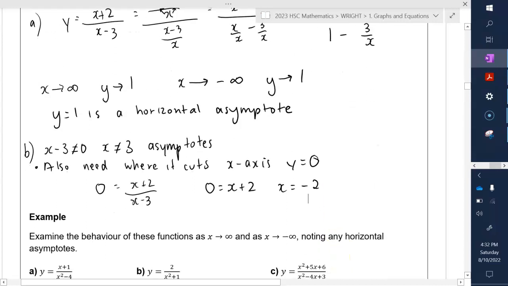So looking at our table of signs, what we want to do is have our x and our y and our sign.